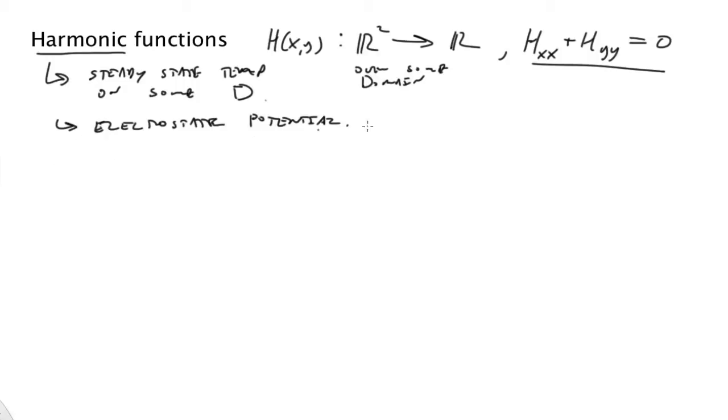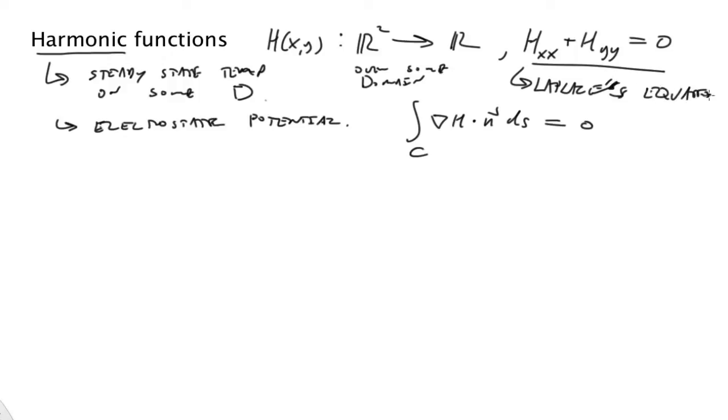Okay, and we also know that it has a bunch of neat properties. If I take any path in the plane and look at the gradient of h and dot it with an outward normal ds, it's equal to 0. In fact, this equation defines the harmonic function, and this is also called Laplace's equation. So harmonic functions are solutions to Laplace's equation.